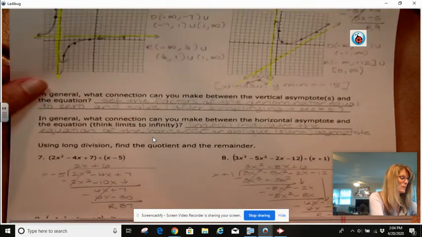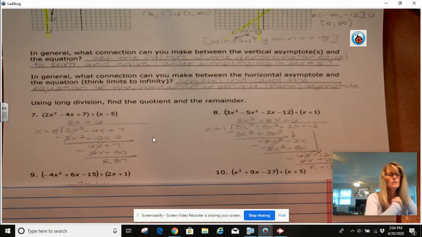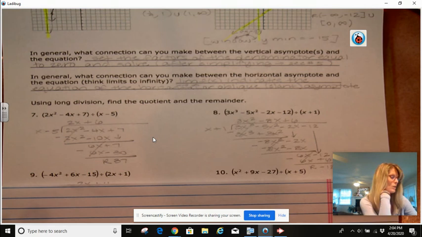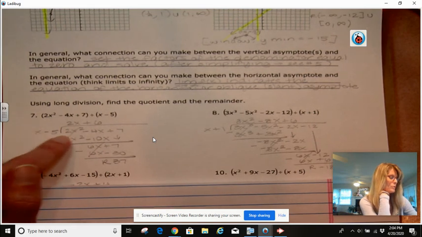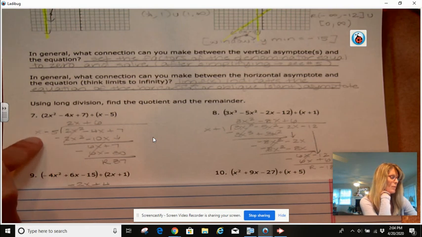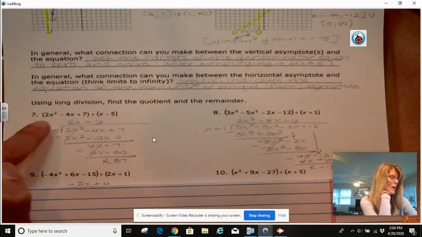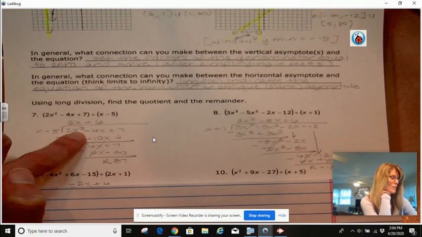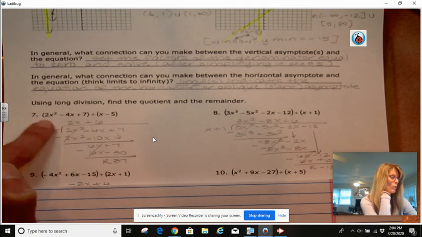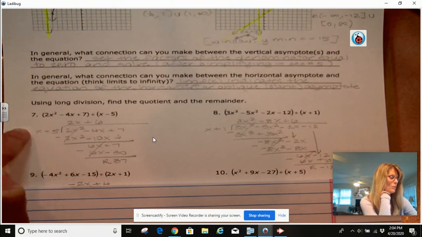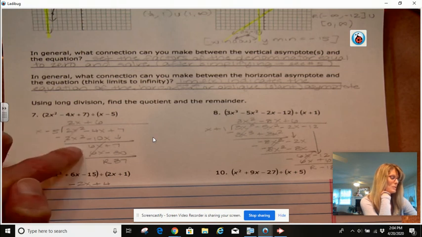So for number 7 and 8, remember that you are just looking at what you're dividing by and what you're dividing into, those first terms. So x times 2x is what would give you 2x squared. So that's why there's a 2x up here. And then you multiply 2x times the whole binomial here, and that's where you get 2x squared minus 10x.